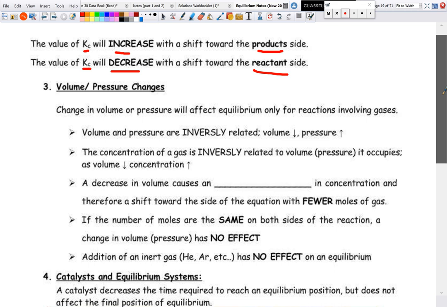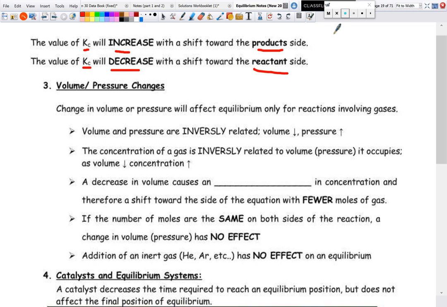Now finally, the last change that we can get is a change in volume or pressure. Change in volume and pressure are going to be the same, because if you remember from Boyle's law from Chem 20, volume and pressure are inversely proportional, meaning that when you increase one, the other decreases. So when you make the volume of the container smaller, pressure increases, and so on. That's what we have right here: volume and pressure are inversely related. If volume goes down, pressure goes up, or if volume goes up, pressure goes down. Concentration is also inversely related to volume.